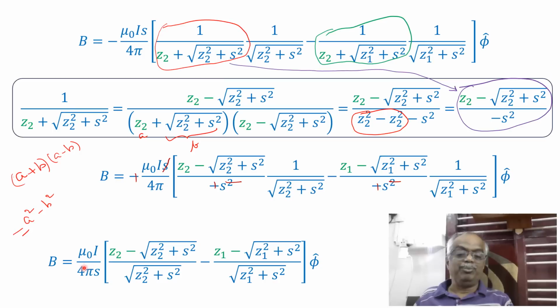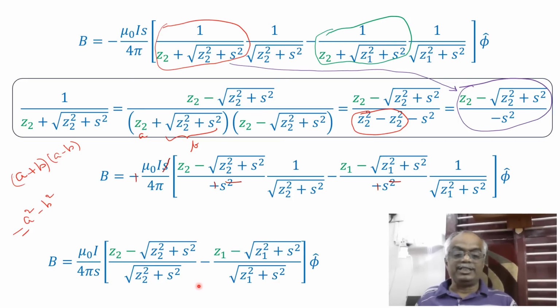So this will become mu naught I over 4 pi. I am bringing this S outside. In both terms, S is in the denominator, so I am bringing that to the denominator. Then I will rewrite this as Z2 minus square root of Z2 squared plus S squared divided by Z2 squared plus S squared, minus this term Z1 minus square root of Z1 squared plus S squared divided by Z1 squared plus S squared. This is the magnetic field.